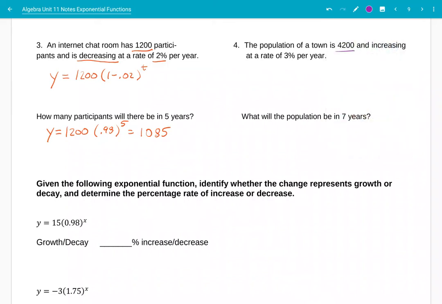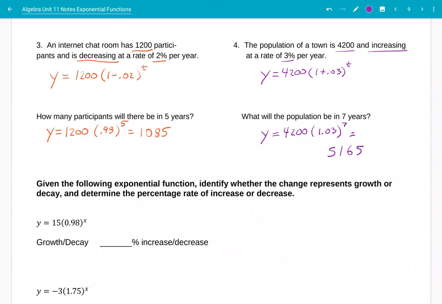Okay. Let's try this one. The population in town is 4,200 and increasing at this rate. So the starting amount is 4,200. It's increasing, so it's 1 plus 0.03 to the t power. So if t is 7, here we go. 4,200, 1.03. We add those together and then raise to the 7. So plug that into your calculator. 4,200, parentheses, 1.03, close parentheses, raised to the 7th. And that is 5,165.